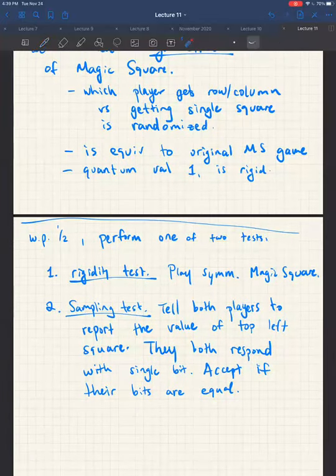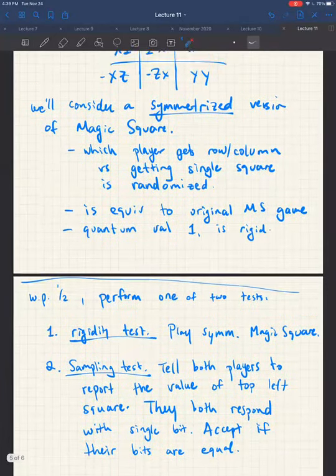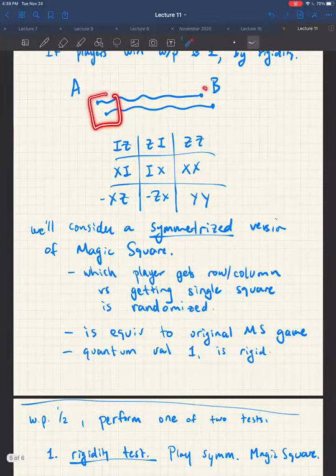So the key thing is that from each individual player's point of view, they have no idea whether they're in the rigidity test or the sampling test. So if they want to win well overall, they have to do well individually in each test. And since we know that the symmetric magic square game is rigid, we know that they must be doing this honest strategy specified by this grid up here, and they must be using EPR pairs. So when we tell them to both measure this top left square, they're both going to measure their 2 qubits using IZ. This is equivalent to just measuring the second qubit in the standard basis. And we know that what happens when you do that with the EPR pair, you're going to get uniformly random but matching outcomes.